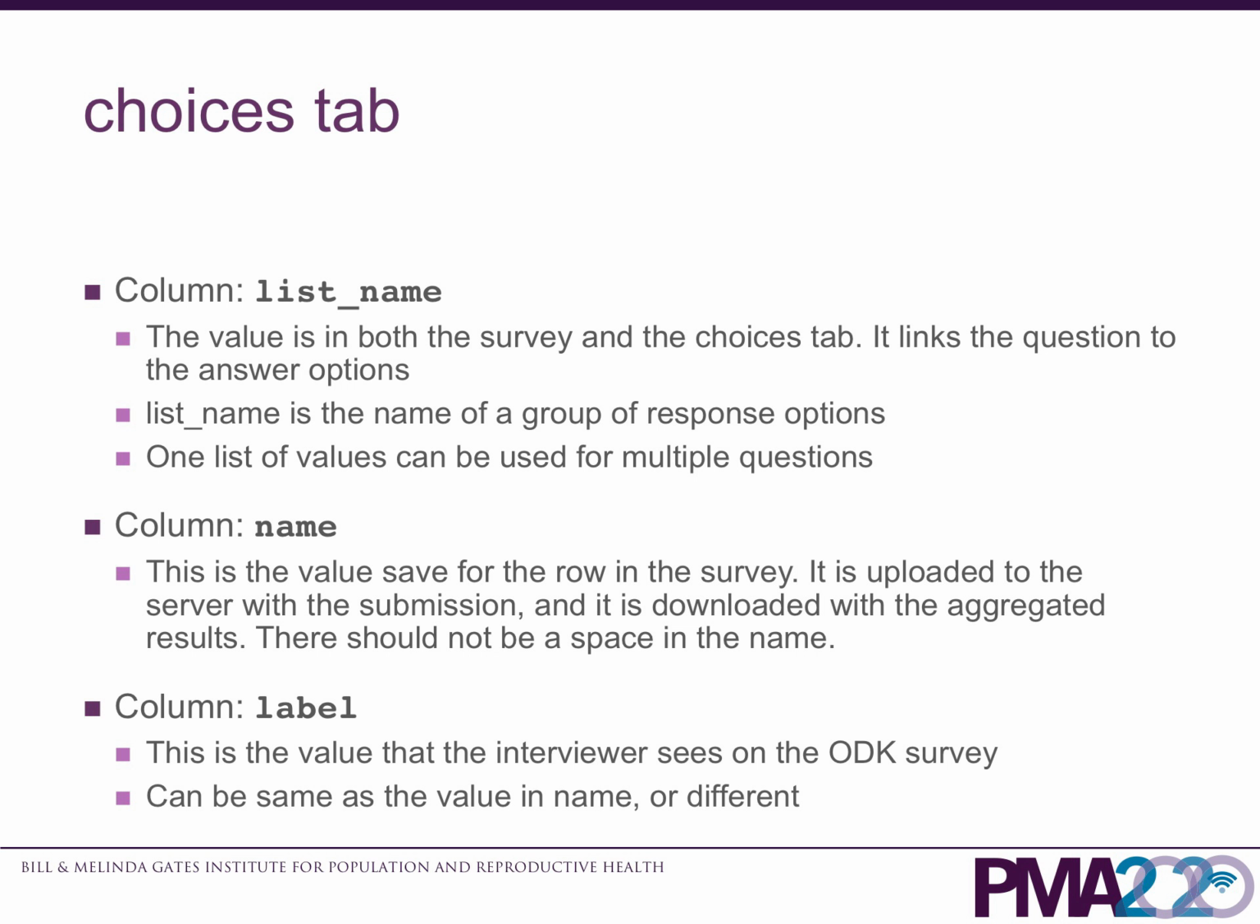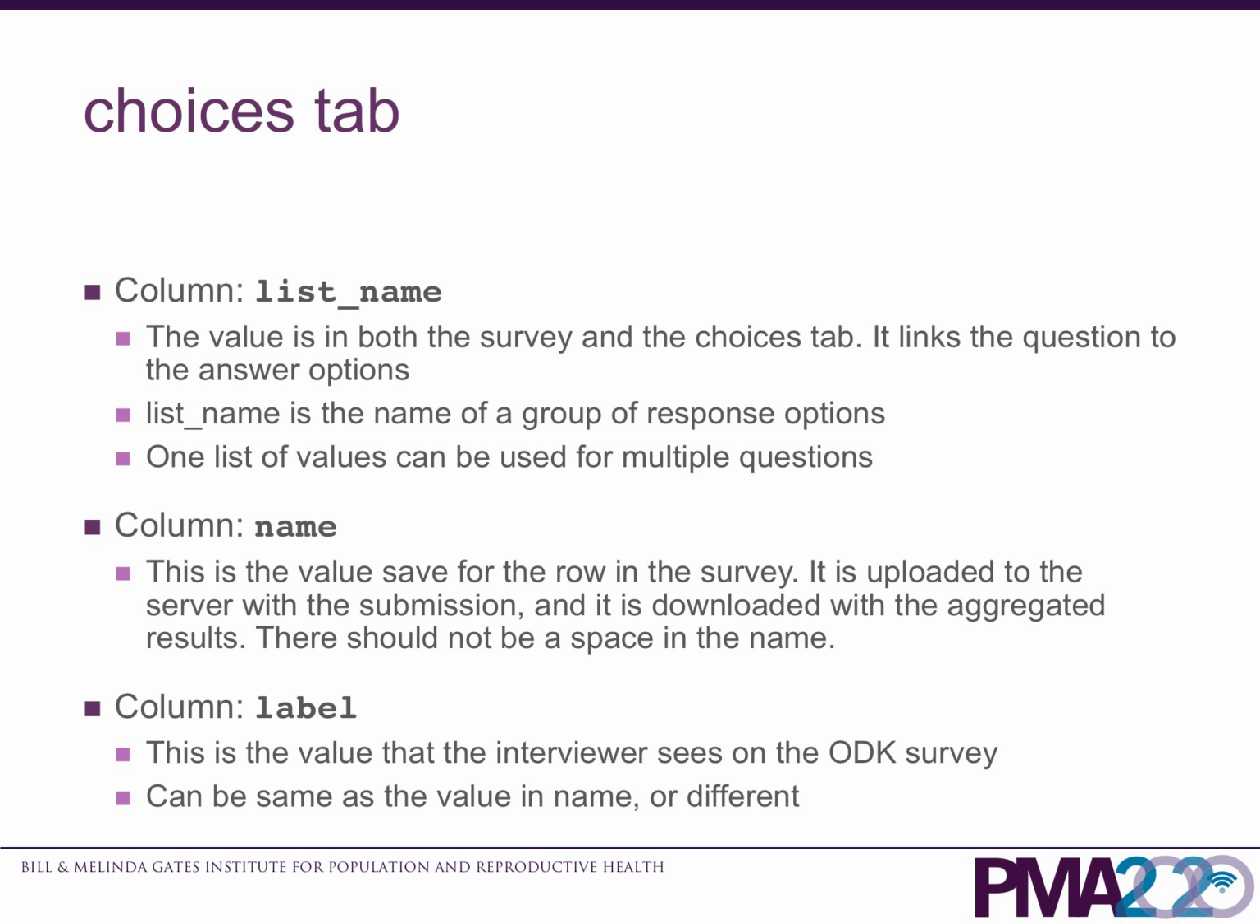The final column I want to tell you about is the label column. This is the value that the interviewer sees on the ODK survey when they're using the tablet. So this can be the same value as the name or different, but please note the label can have spaces in between the words if you have multiple words.